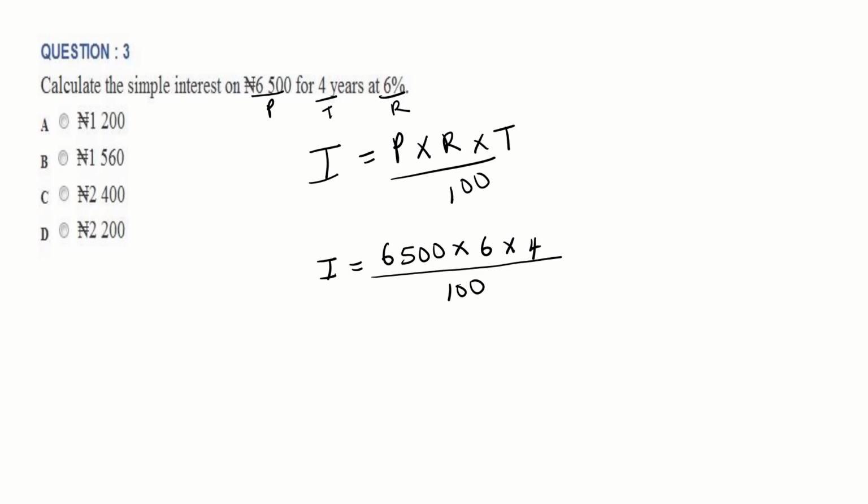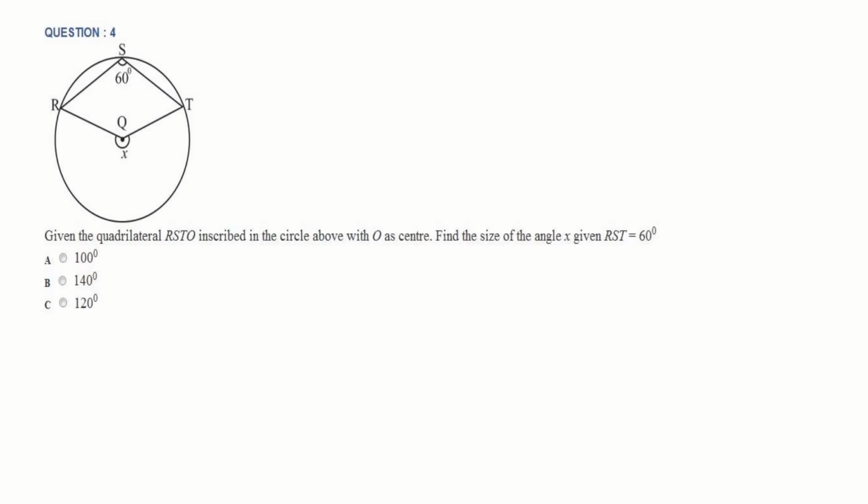So once again, this is JAMB. Try as much as possible to minimize the time you spend on each question. Be fast as much as you can. So here you can cancel out 2 zeros. So you have 65 multiplied by 6 multiplied by 4. Then you can press this directly into the calculator provided for you by JAMB, which is 65 times 4 times 6. And the answer is equal to 1560. And that is option B.